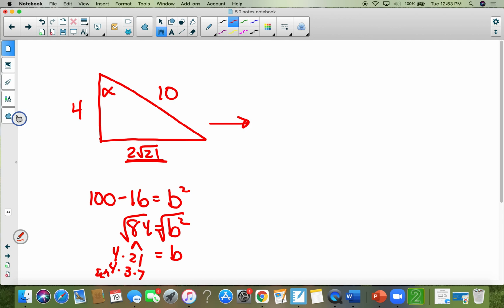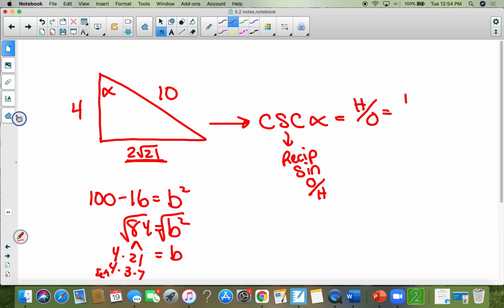And on your worksheet, they might ask you to do the cosecant of alpha. The cosecant is the reciprocal of sine. And sine is O over H. We are doing H over O. And the H is 10. And the opposite is 2 root 21. 2 goes into 10, 5, so now it's 5 root 21. So it's 5 root 21 over 21. Final answer.